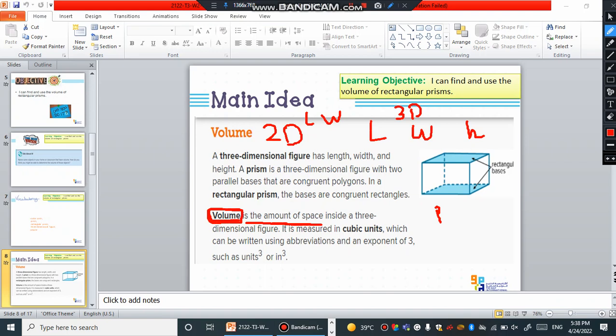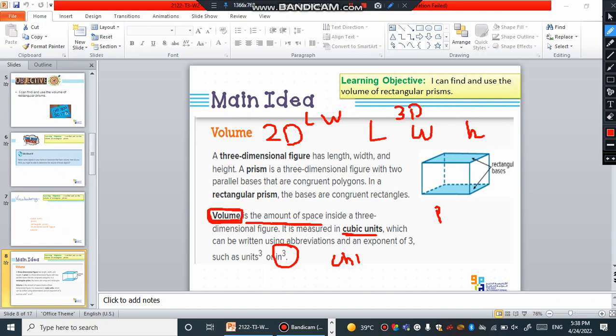We already know the area is in square units, but the volume is in cubic units, meaning the exponent is 3, which can be written using an abbreviation and an exponent of 3, such as units power 3. You can write units power 3 or inch power 3, whatever, but be sure the power is 3.